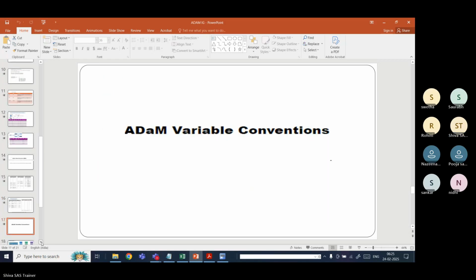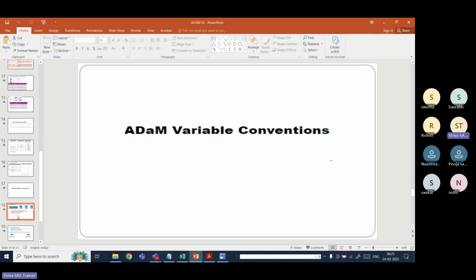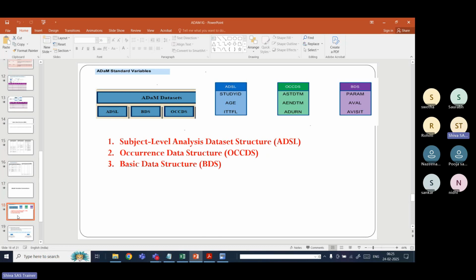So we can see in depth later; I'm just giving the overview to get an idea. So ADSL, OCCDS, BDS. In BDS: parameter, AVAL and AVALC, and AVISIT. In ADSL: study ID, basic characteristics like age, and population flags. In OCCDS: start date, end date, and duration.